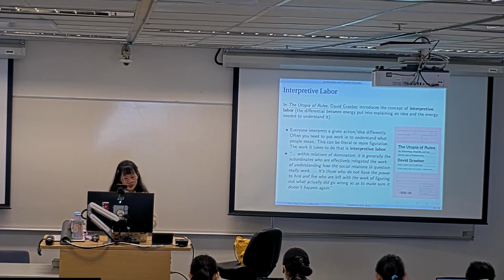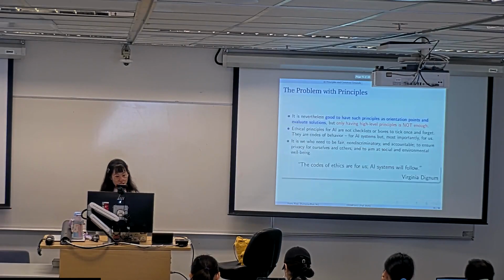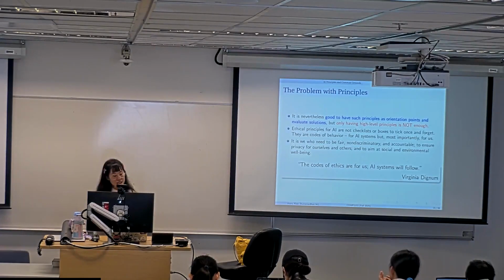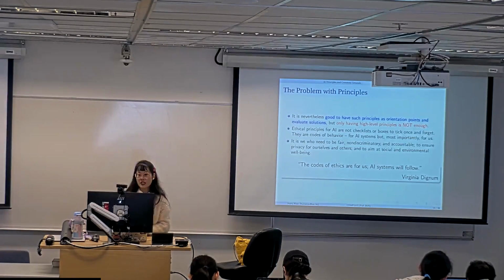And this shows exactly the limitations of policies and principles, and that's why we introduce this concept. Because whenever we talk about AI ethics, there are some principles, there is full documentation. But this documentation doesn't mean the AI model will definitely be ethical, because people need to put in such interpretive labor to understand what these principles mean. So it is nevertheless good to have such principles as orientation points to evaluate solutions, but they are not perfect. Only having high-level principles is definitely not enough.